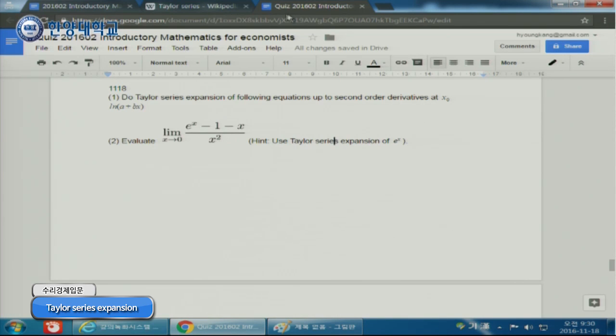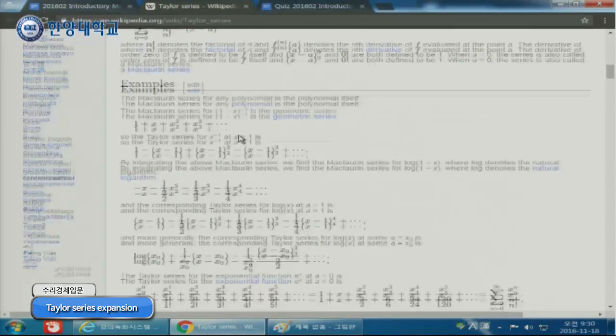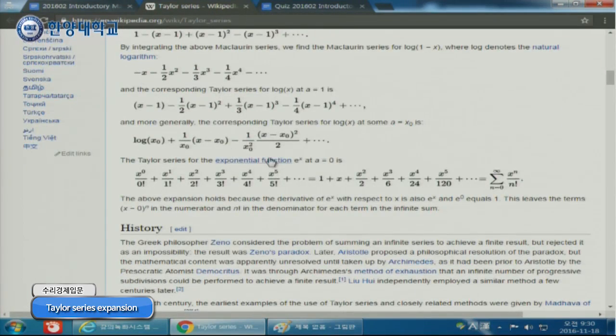So in the Taylor series expansion, e^x, right? The Taylor series expansion of the function e^x looks like this one, right? It's very easy because e^x prime is e^x, right? So it's very easy, so, well, we can use this one.